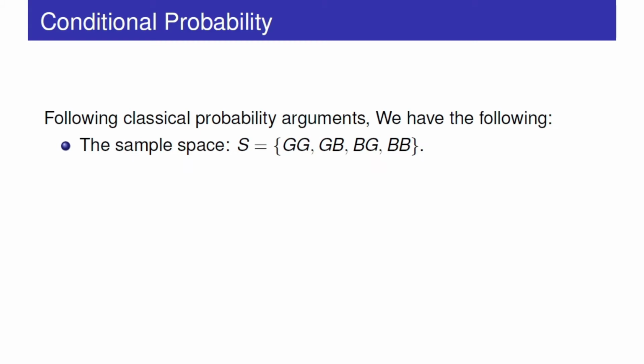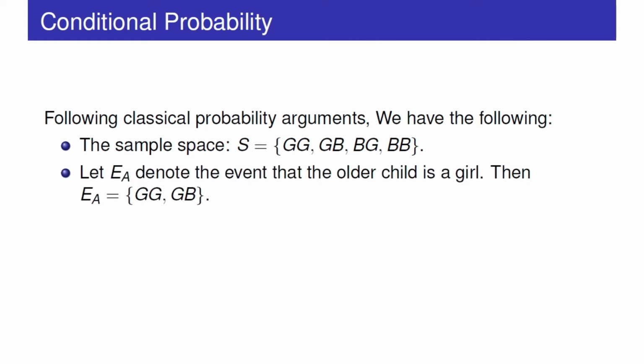One, the sample space, which is the set S equal to a set consisting of these 4 possible outcomes: GG, GB, BG, and BB. Let EA denote the event that the older child is a girl. Then this event EA is a set consisting of these 2 outcomes, GG and GB.